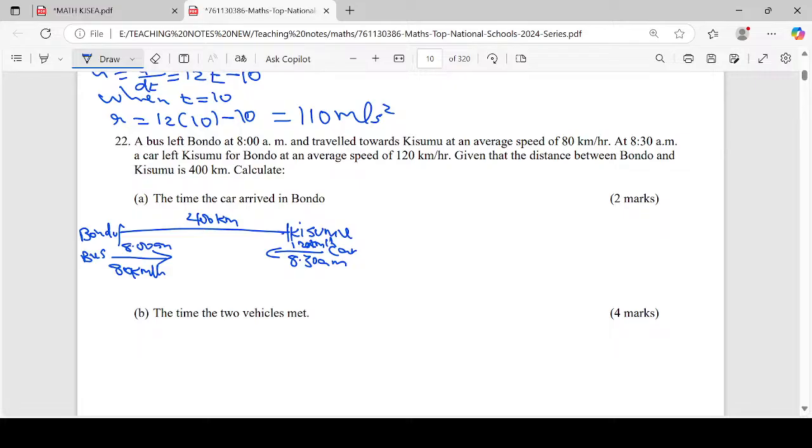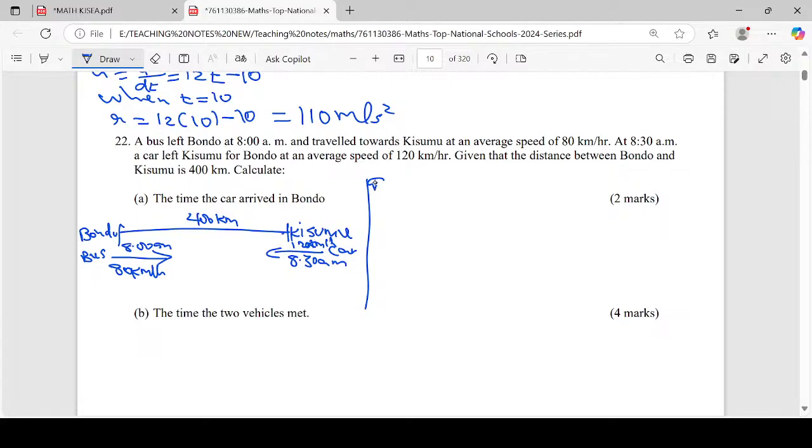The car arrived in Bondo. For the car to arrive to Bondo from Kisumu, that car has to travel a distance of 400 kilometers, learners, because from Kisumu to Bondo it's 400. But our car was moving at a speed of 120 kilometers per hour. So first of all, let's get the time taken by the car on the road.